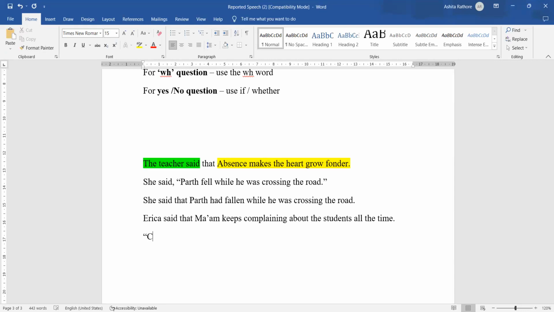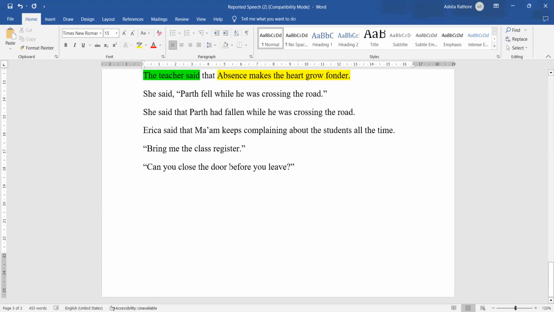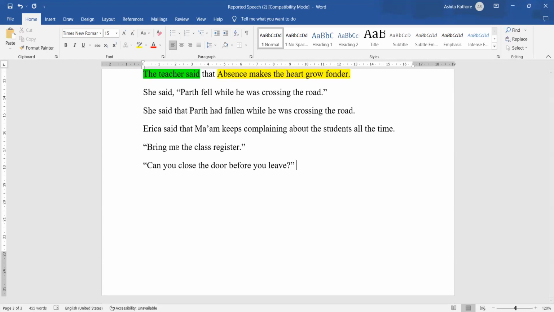I'm putting down 2 dialogues for you people. These are the 2 sentences. One is a sentence, one is a question. You can use Ashita Ma'am as the subject. Now convert this into a reported speech sentence very quickly.